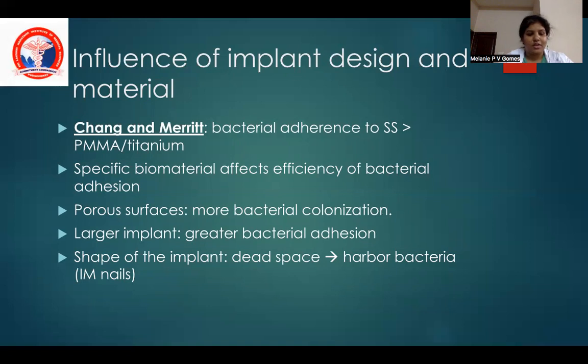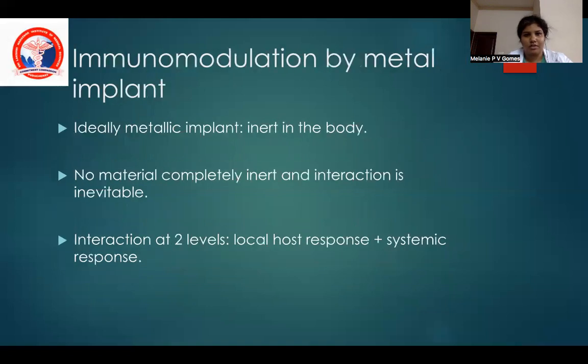Surface characteristics: porous surfaces allow more bacterial colonization. The probability of bacterial adhesion increases with the size of the implant and may interfere with surface and tissue integration due to increased surface area. Basically, this means that a larger implant has greater bacterial adhesion. Finally, the shape of the implant may create a dead space which harbors bacteria. Therefore, there is higher susceptibility of infection in intramedullary nails.